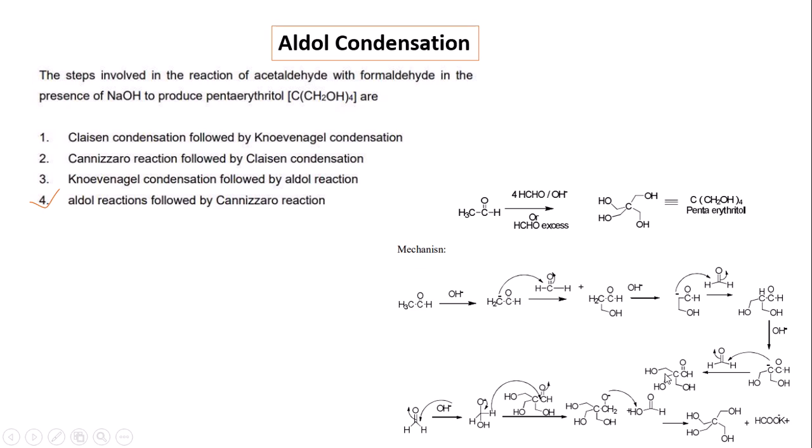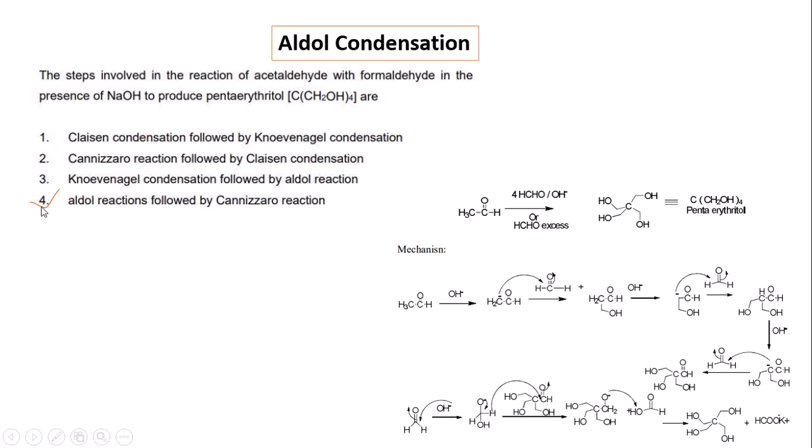and produces the trihydroxymethyl-substituted aldehyde, and this trihydroxymethyl-substituted aldehyde has no alpha hydrogen atom. So after the intramolecular Cannizzaro reaction, that is the hydride shift from the O minus to the other aldehyde, it produces the tetrahydroxymethyl-substituted methane derivative, and this is known as pentaerythritol, and hence the reaction involves the aldol condensation followed by the Cannizzaro reaction.